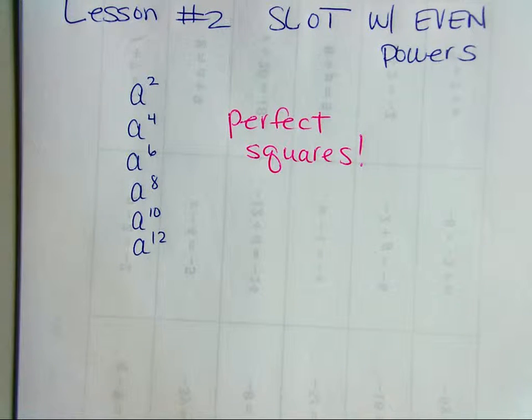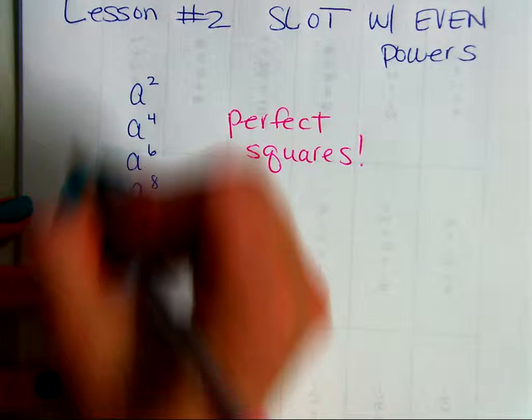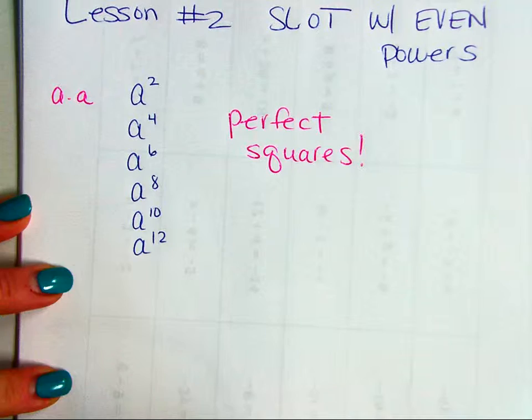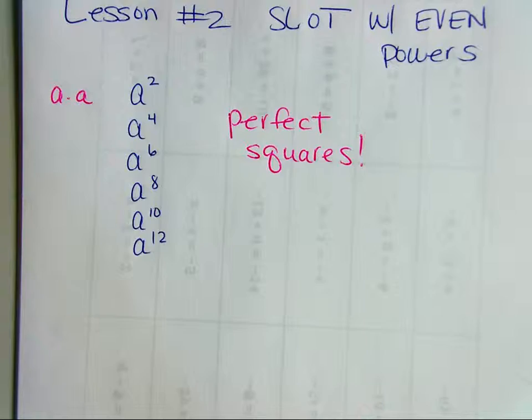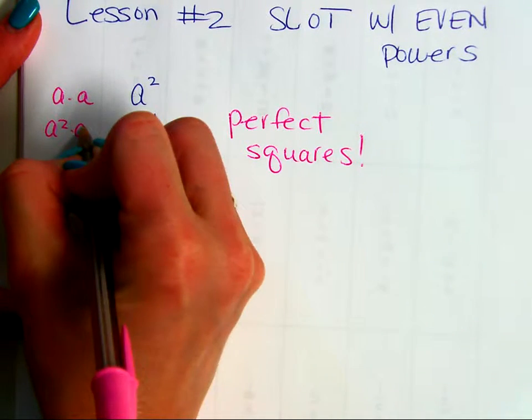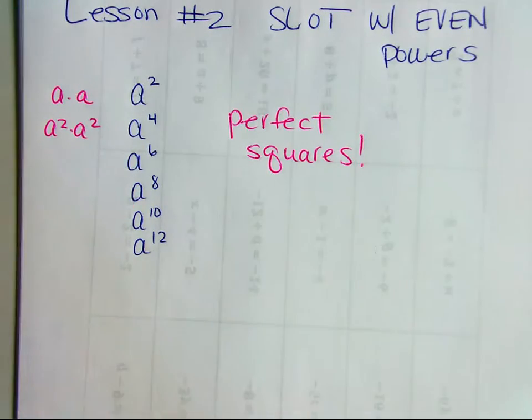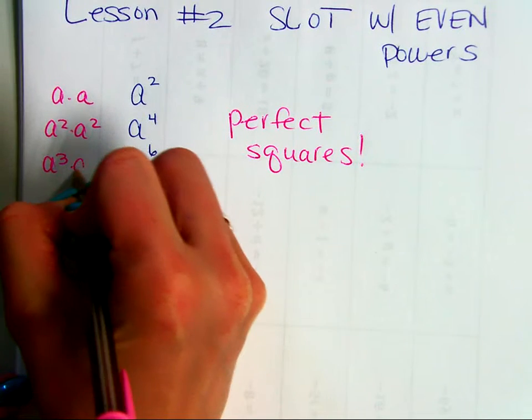So this list of numbers are considered perfect squares, just like all the other numbers that we've been talking about are. Why do you think only even powers, Sophia? Because when you multiply powers, they just add together. Yeah, because when you multiply powers, you just add them together, right? So what did I square to get a squared? A times a. What did I square to get a to the fourth? Yes, a squared times a squared. What did I square to get a to the sixth? A to the third times a to the third.